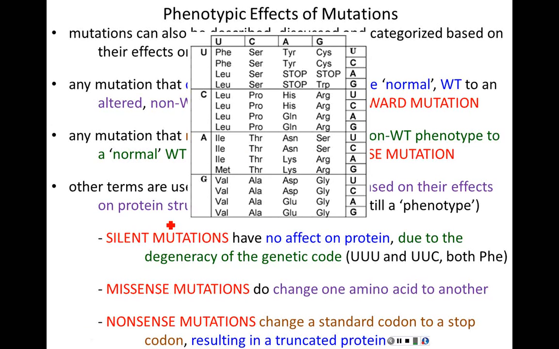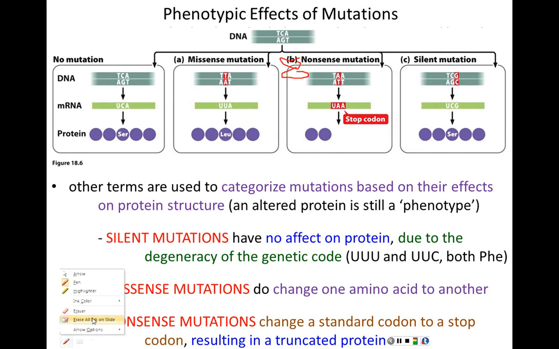So these terms apply to the same mutation in different ways because they describe different aspects of the mutation. Finally, we have nonsense mutations. Nonsense mutations is when we change a standard amino acid coding codon to a stop codon, and this ends the protein prematurely during translation, resulting in a truncated or shorter than normal protein. So if we were to take a TAC codon in the DNA and mutate it to TAA, we will have mutated a tyrosine codon to stop. That's a nonsense mutation.